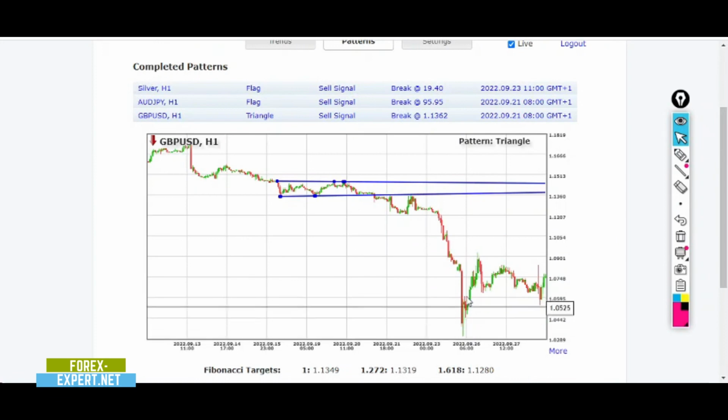Then the price bounced on this level and then went up, and now it's lateralizing. But honestly, personally, I'm going to look for a continuation of this downtrend.